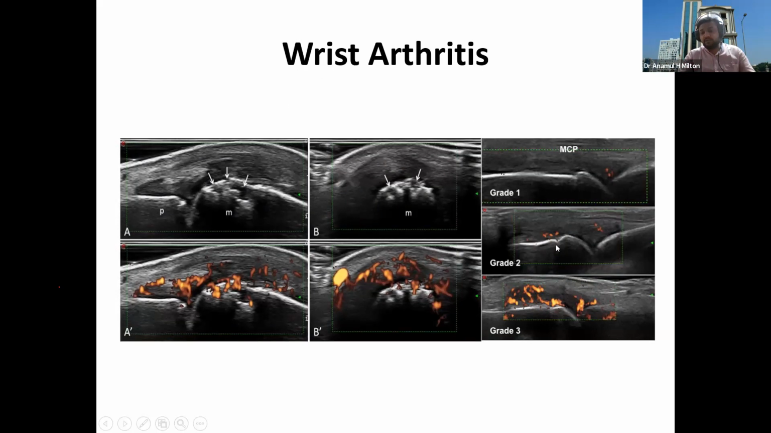Here you can also see that if there is a very small amount of collection, a small amount of color shows under the Doppler. So it is considered in the Doppler study as grade 1 synovial inflammation. Then this is grade 2 inflammation, and this is grade 3 inflammation.